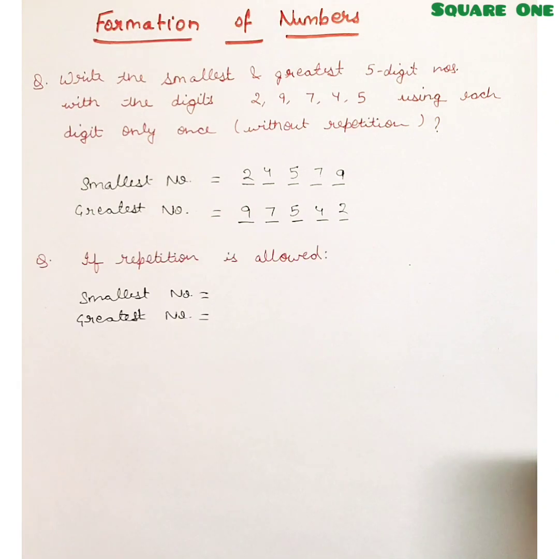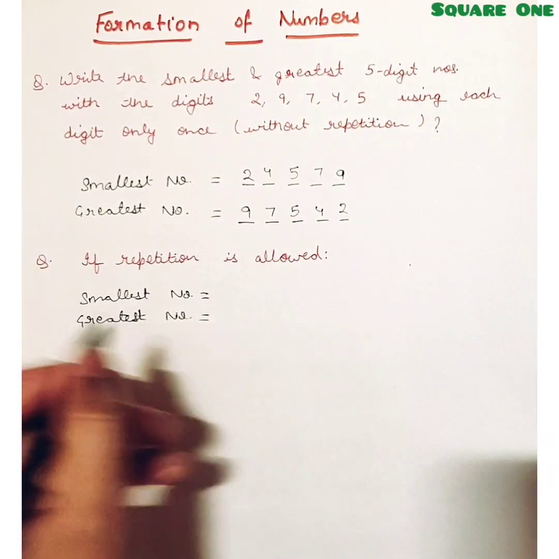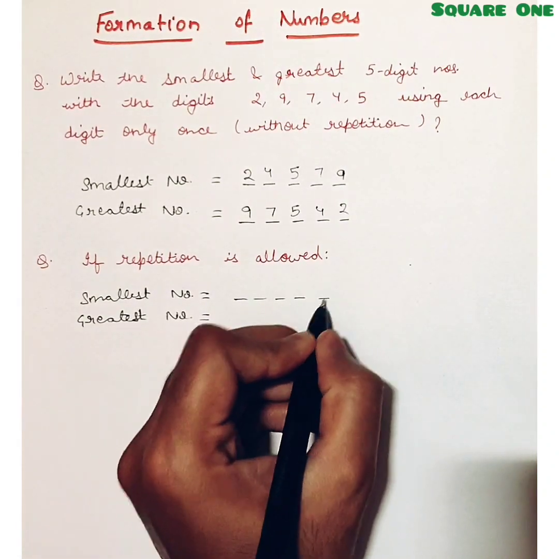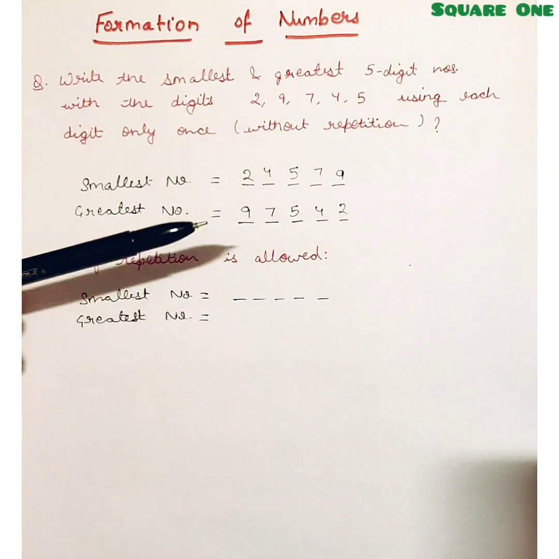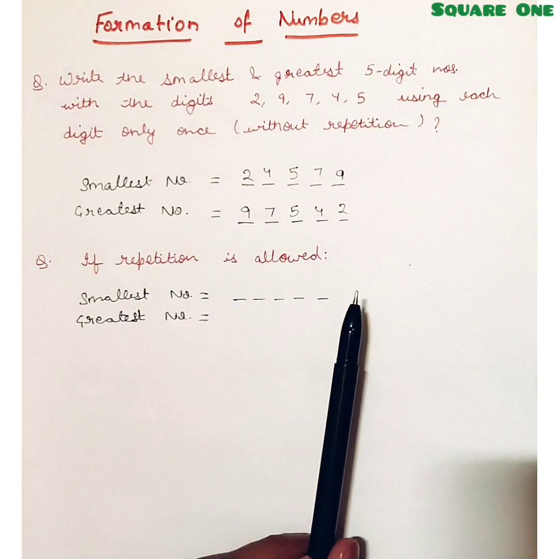Okay, now what if repetition was allowed? What will be the solution? So again we have 5 places. Now repetition is allowed. That means we can use all of these digits any number of times, but we have to make the number only of 5 digits.